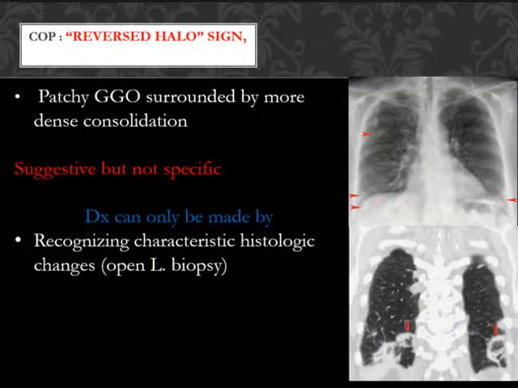An important sign to diagnose COP is the reversed halo sign. The reversed halo sign denotes an area of ground glass surrounded by a more dense area of consolidation. It is not specific but suggestive of the disease, and sometimes COP cannot be diagnosed and needs biopsy to see the characteristic histological changes.